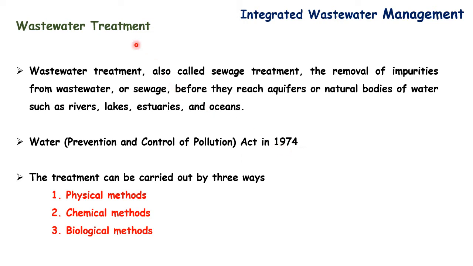So this wastewater treatment, in general, will be carried out in three ways. You have physical methods, otherwise known as primary treatment, biological methods, otherwise known as secondary treatment, and chemical methods, otherwise known as tertiary treatment. The first two are the physical method and the biological method. The third one is the chemical method. I'm sorry for this arrangement in number, but this is the order.